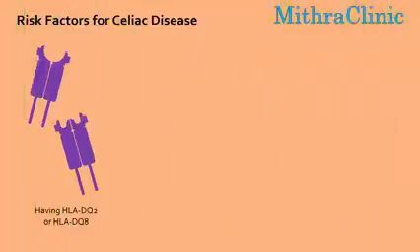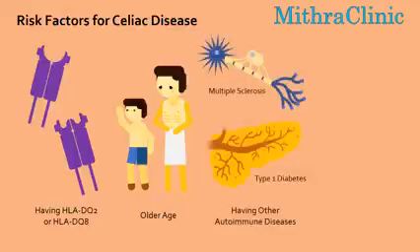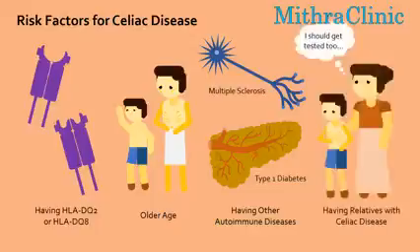As mentioned earlier, having HLA-DQ2 or 8 puts you at a much higher risk of developing celiac disease and explains why celiac disease rates are different for different racial groups. Celiac disease affects all ages, but is more commonly diagnosed in older people. It is also more common if you are suffering from an autoimmune disorder such as type 1 diabetes or multiple sclerosis. Finally, since MHC class II molecules are inherited, if your parents, siblings, or children have celiac disease, you are at a 10 times higher risk of also having celiac disease.